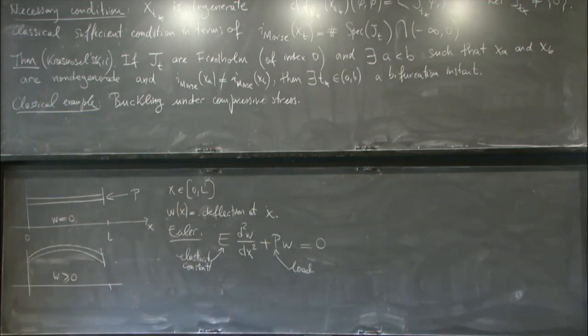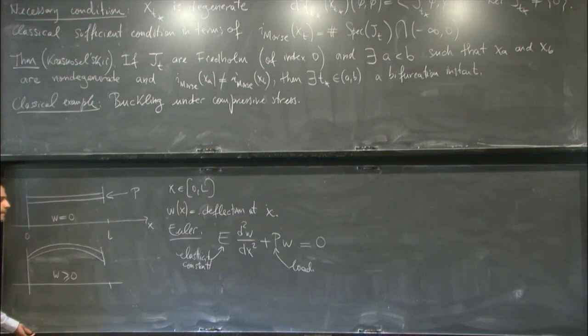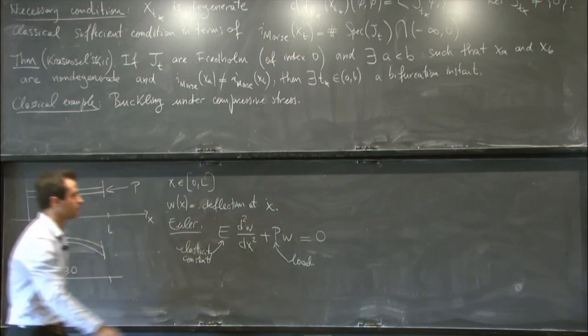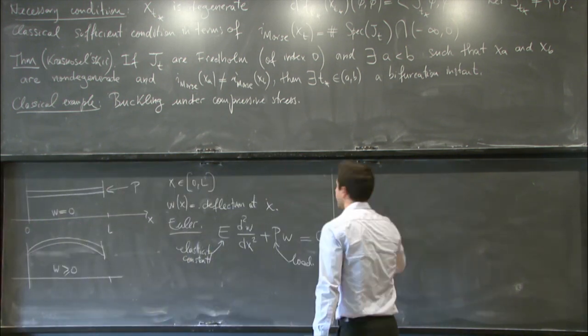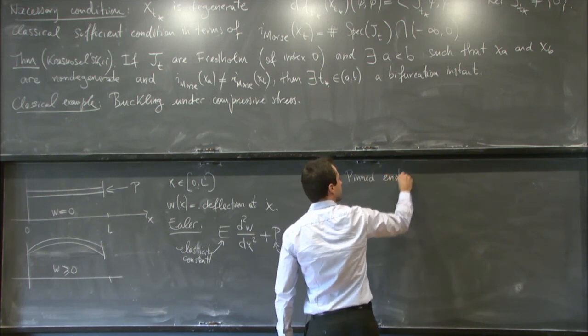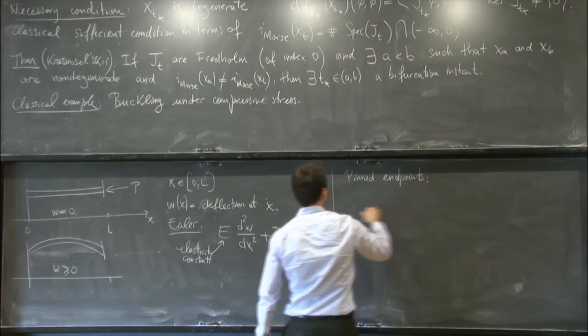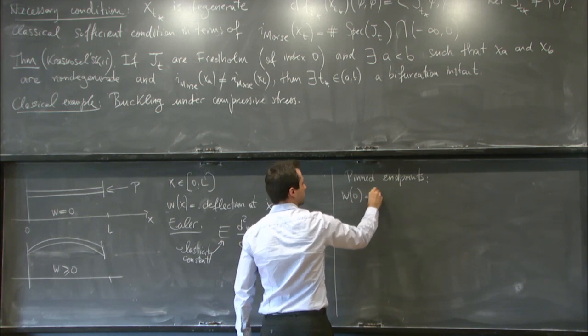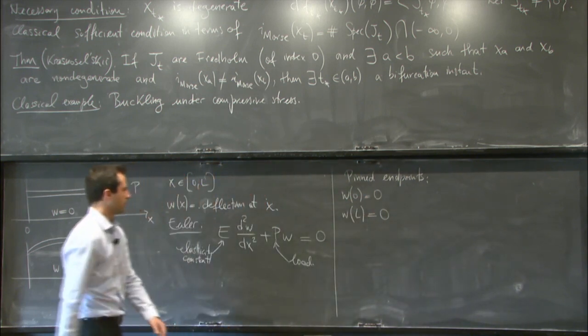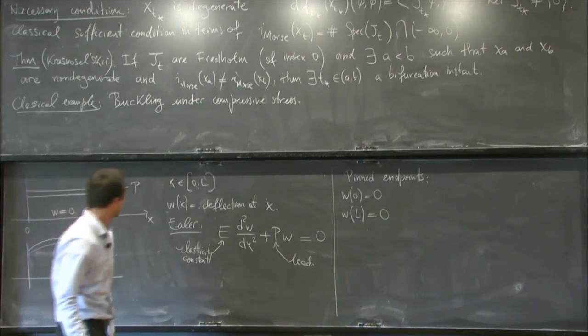Okay? So these are two constants that show up there. And of course, if we're looking at, for example, pinned boundary conditions, so if we're assuming that we have pinned endpoints, then w of 0 is going to be 0, w of L is also going to be 0, and we know how to write all the solutions to this equation, of course.